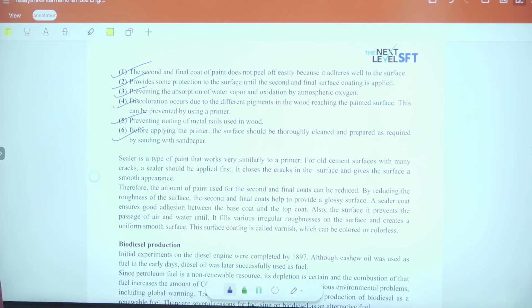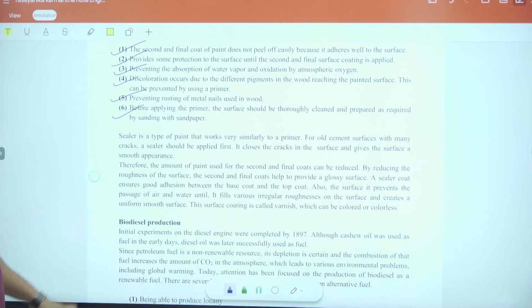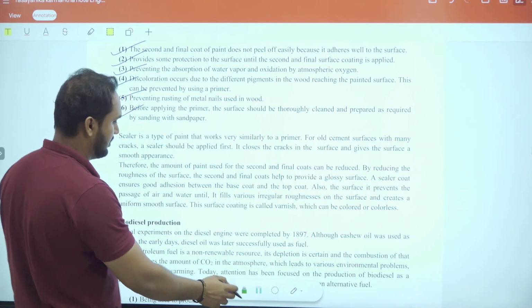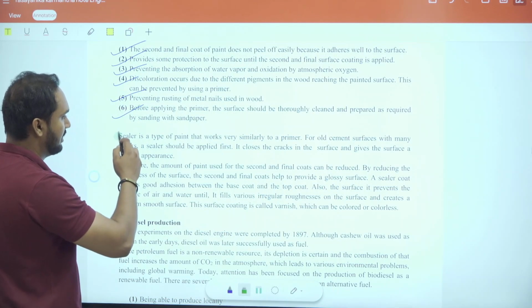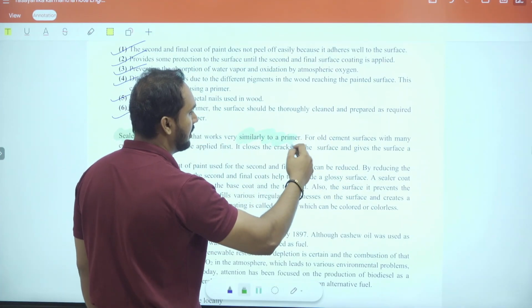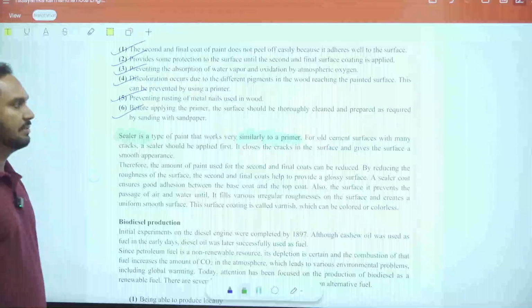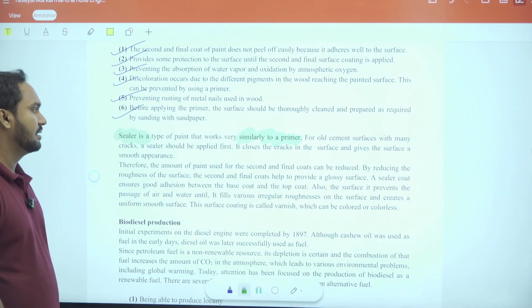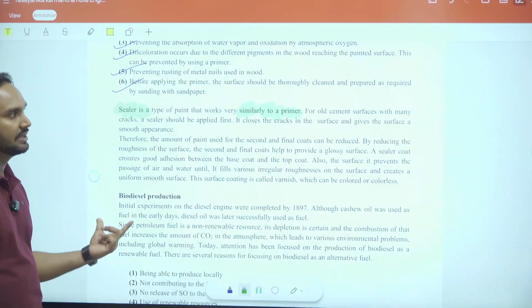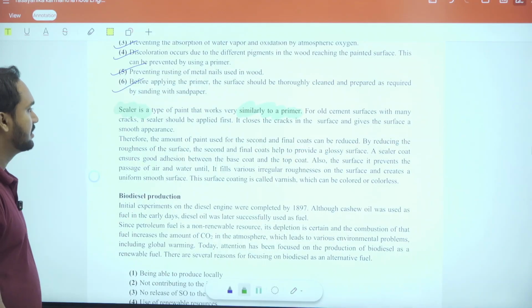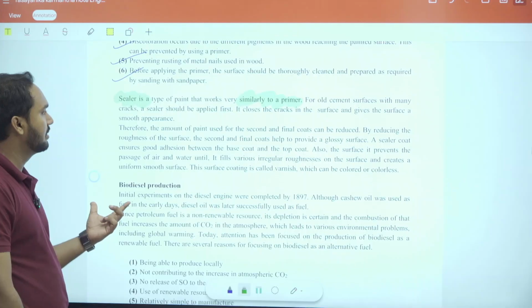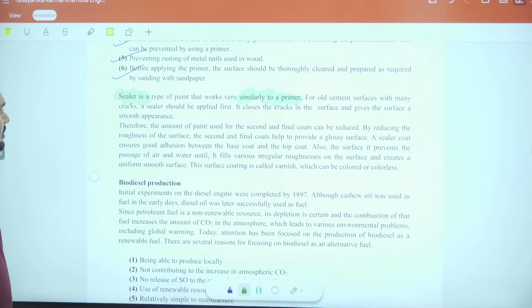Right. So a sealer is a type of paint that works very similar to the primer, right? Sealer is a type of paint similar to a primer. For old cement surfaces with many cracks, a sealer should be applied first. It closes the cracks in the surface and gives the surface a smooth appearance, right? A sealer is mostly applied on walls that have cracks, right?